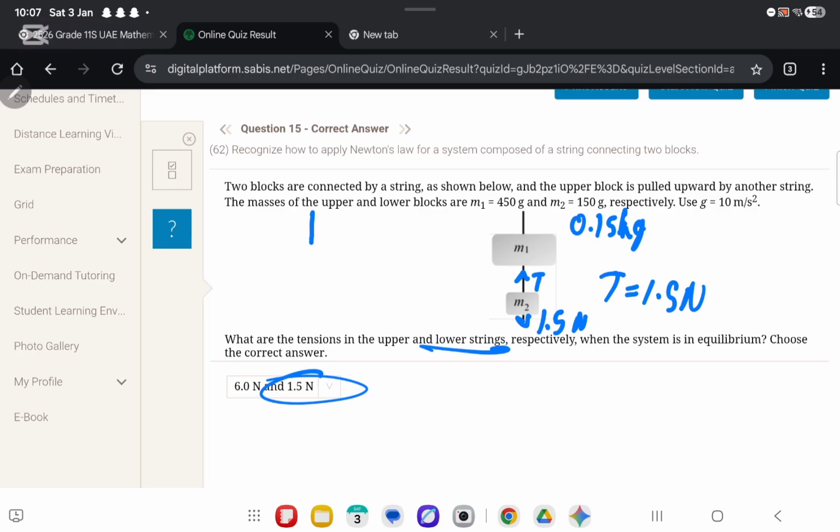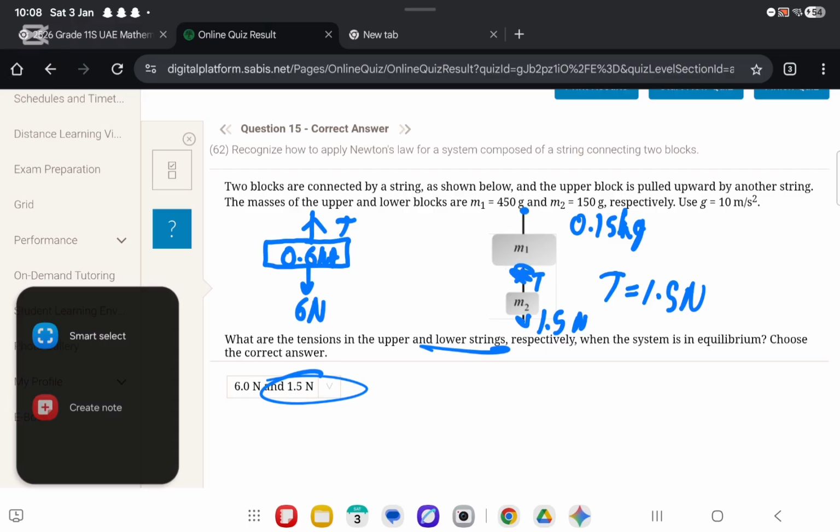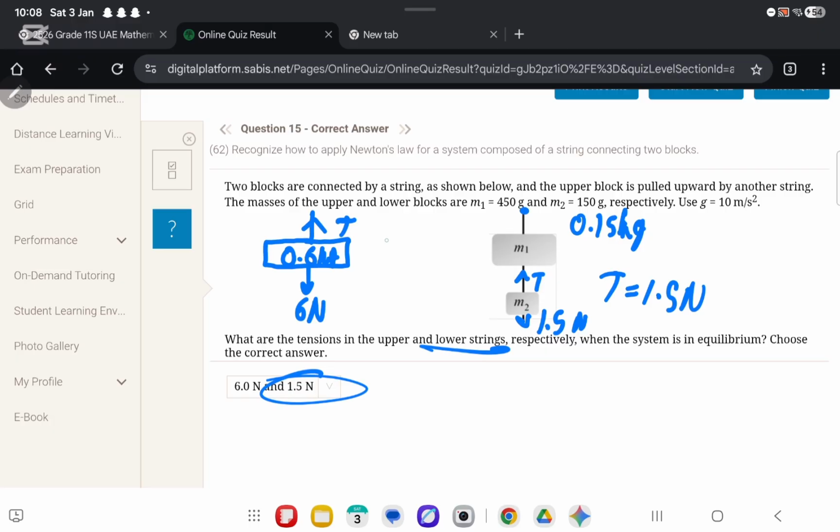You can treat this whole thing as a system, right? So what's 450 plus 150? 600 grams. Now this is 0.6 kg, so you have the weight. The weight is how much? 6 newtons. This is the tension, right? This tension between the two becomes an internal force, so it doesn't matter because I'm pulling from here. I won't notice this. So tension is equal to 6 newtons, right?